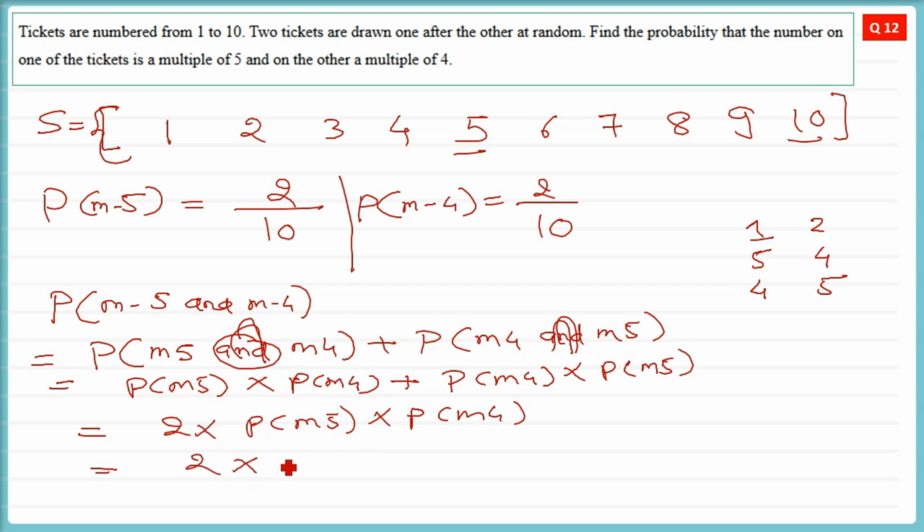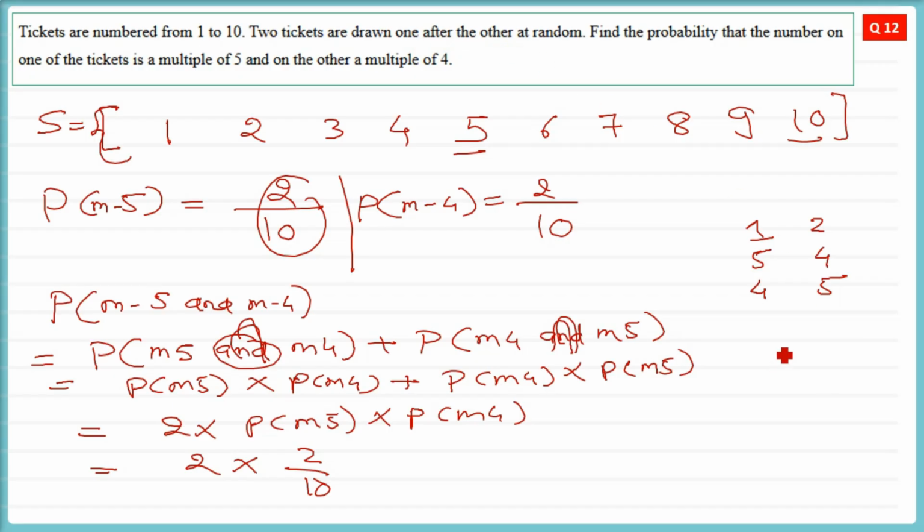2 multiplied by PM5, which is 2 by 10. You know, a normal naive person who is just doing the question will do it like this. PM5 is 2 by 10 and PM4 is what? 2 by 10. So just multiply this. Are you going to get the answer? So, one after the other at random.